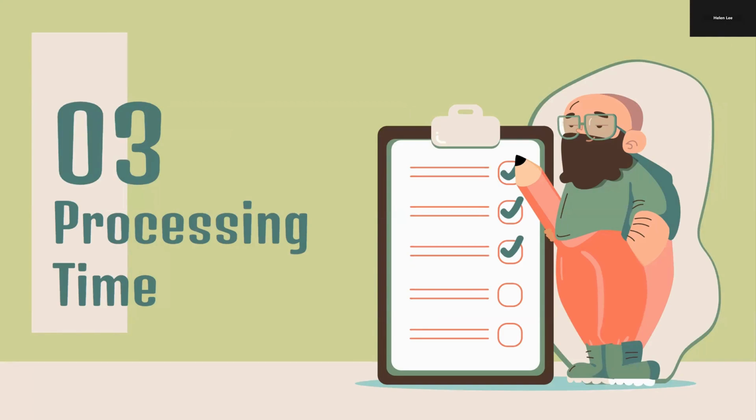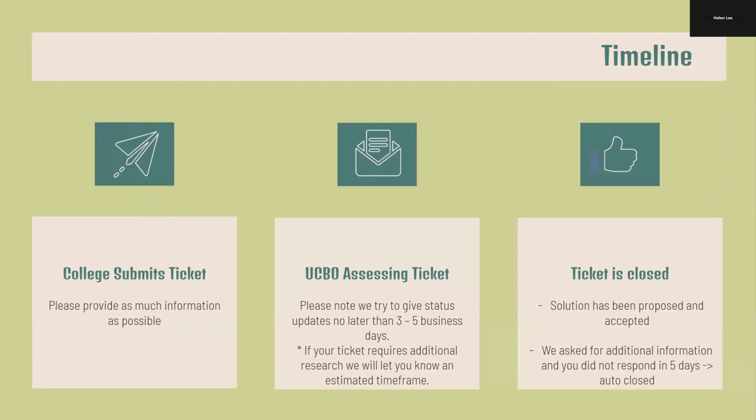Next, we'll move on to processing time. Now, the timeline begins with you submitting the ticket. When you submit, please provide as much information as possible. Then UCBO will assess the ticket. Please note that we try to give a status update no later than 3 to 5 business days. If your ticket requires additional research, we will let you know an estimated time frame.